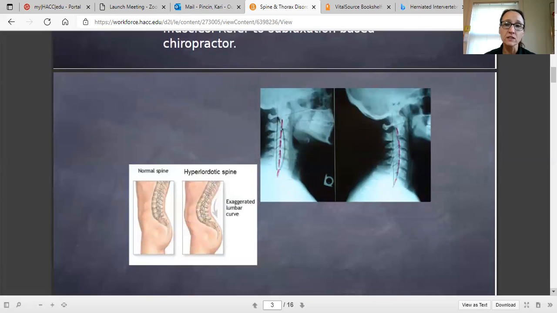I just want to show you a picture here. This is a hyperlordotic spine, so it's an exaggerated lumbar curve. And you do see this more with females than with males, primarily because females tend to carry more weight on the front or in the stomach and hip area, and also because of pregnancy. If a woman has had a child or has had multiple children, that additional weight on the front does have a tendency to pull the lumbar spine forward into that exaggerated lumbar curve.